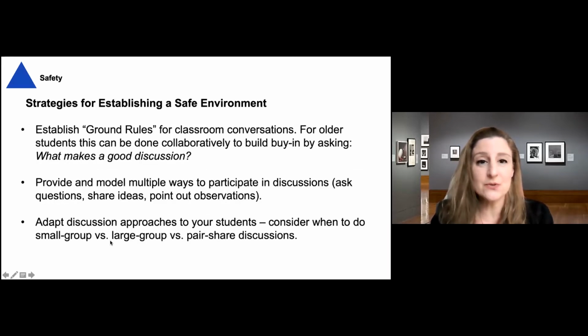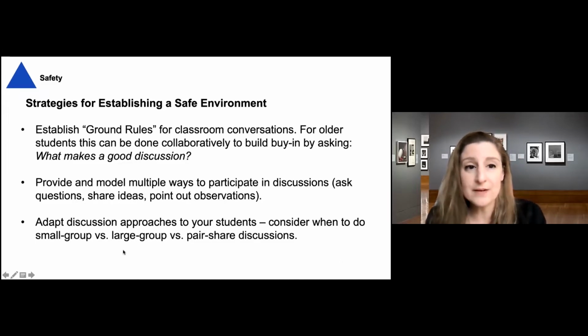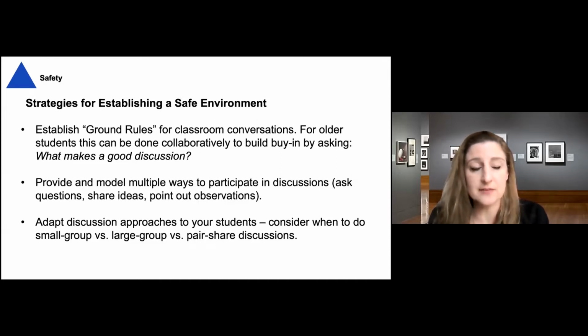So what can we do to help make sure that the environment for discussion is safe? One thing that's really helpful is to establish ground rules and post them somewhere in your classroom. I'll share with you in a few slides a sample list that you can use. I think it's also really helpful when your students are a little older, so this might be grades 3 through 5, as opposed to kindergarten, first and second grade students, to have a conversation with students about what makes for a good discussion so that you can get buy-in and so that they more naturally understand what's going to be helpful for the class.